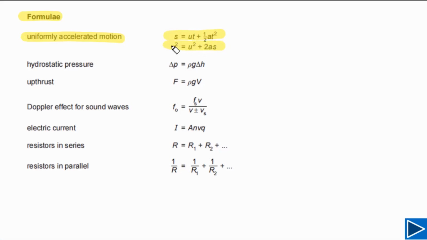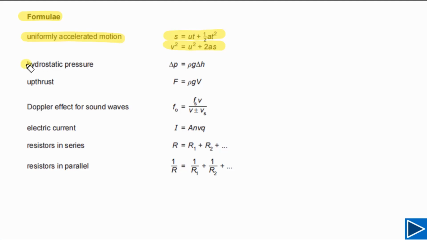s is the displacement, not the distance. Displacement is equal to distance when the body is moving in a straight line. So you have to be very clear: s is displacement, not distance. Distance and displacement are equal in magnitude if the body is moving in a straight line.